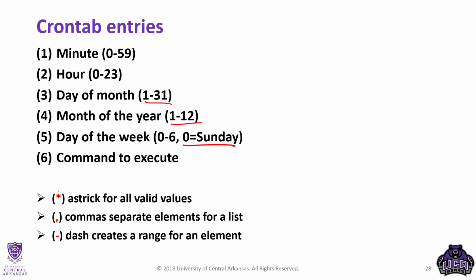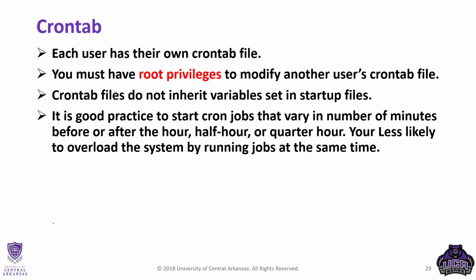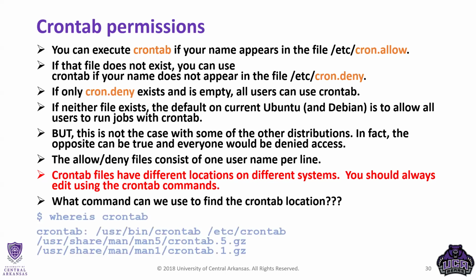And then of course your command, and asterisk is all valid values. So again, kind of like the month right there, if you did the asterisk on it, it would run every single month there. And then this right here is going to create a list, and then a dash will create a range right there. Now, if you want to edit someone else's, as an administrator, make sure that you have root privileges in order to be able to do that. Otherwise, you're just going to have access to your cron tab.